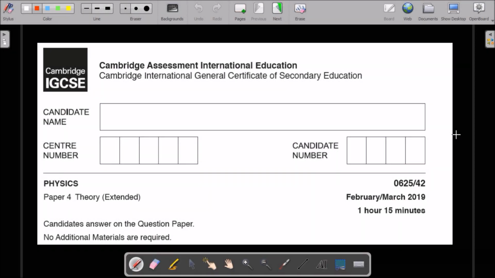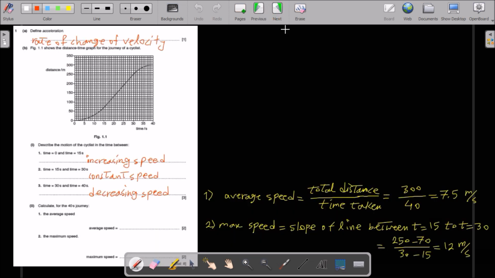Hello, this is a past paper of 2019, GCSE Feb March, component 4.2. Question number 1, define acceleration. We know that rate of change of velocity is called acceleration.